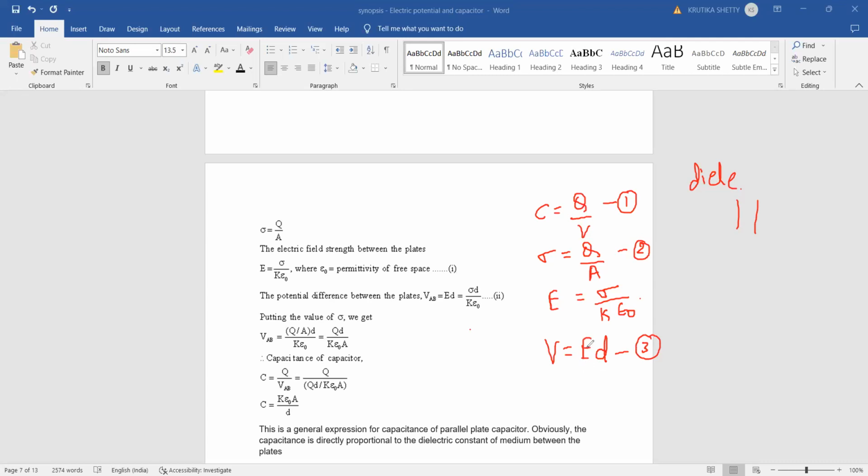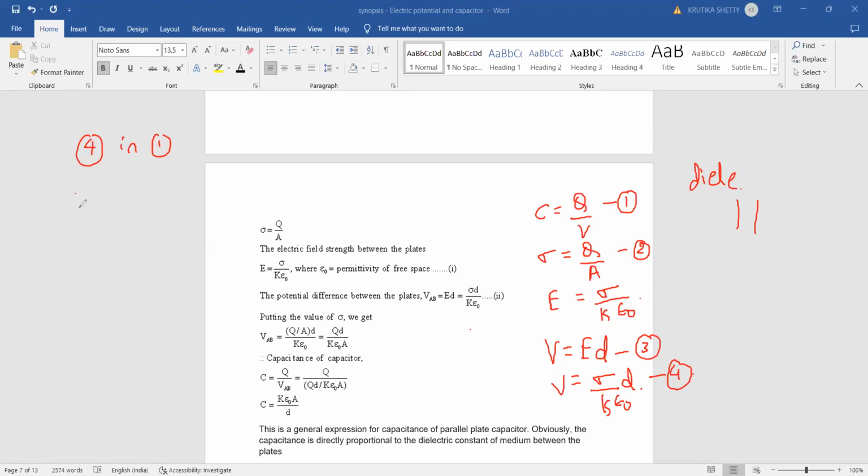Substitute the value of electric field intensity now. What is the electric field intensity? Sigma divided by K epsilon naught into D. So this is my potential value, equation 4. Substitute equation 4 in equation 1. If I substitute equation 4 in 1, what am I getting? C.